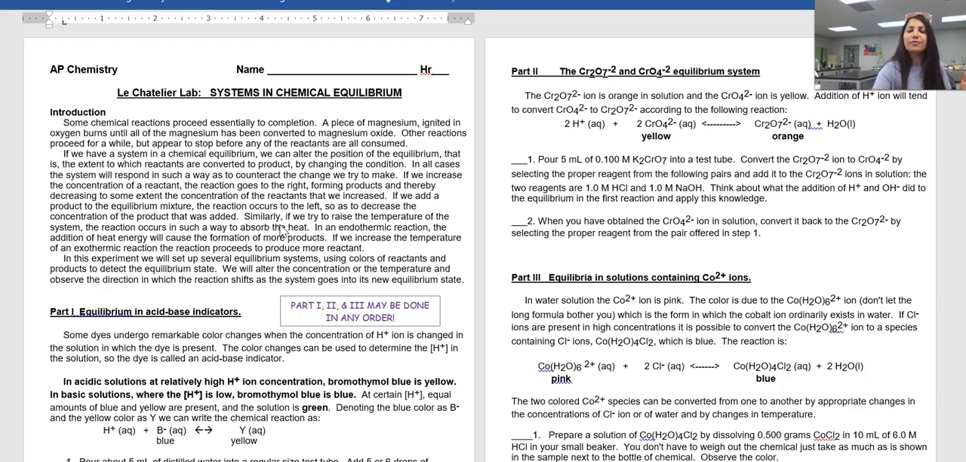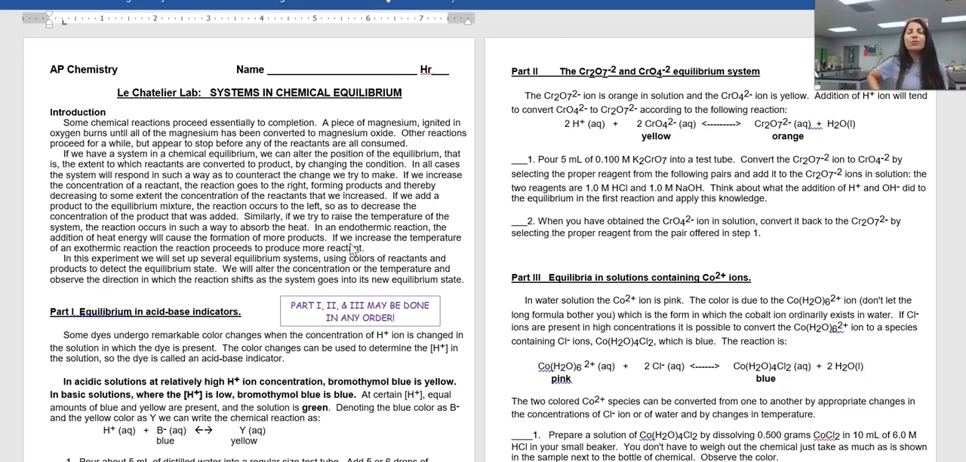It depends on whether it's exothermic or endothermic. In an endothermic reaction, the addition of heat energy will cause the formation of more products. If we increase the temperature of an exothermic reaction, the reaction is going to proceed to produce more reactant. I always say it's easier to simply add heat into the equation. If it's endothermic and you put heat on the reactant side and you add heat, that's similar to adding a reactant. It's going to shift to make more products. If it's exothermic, the opposite is going to happen.